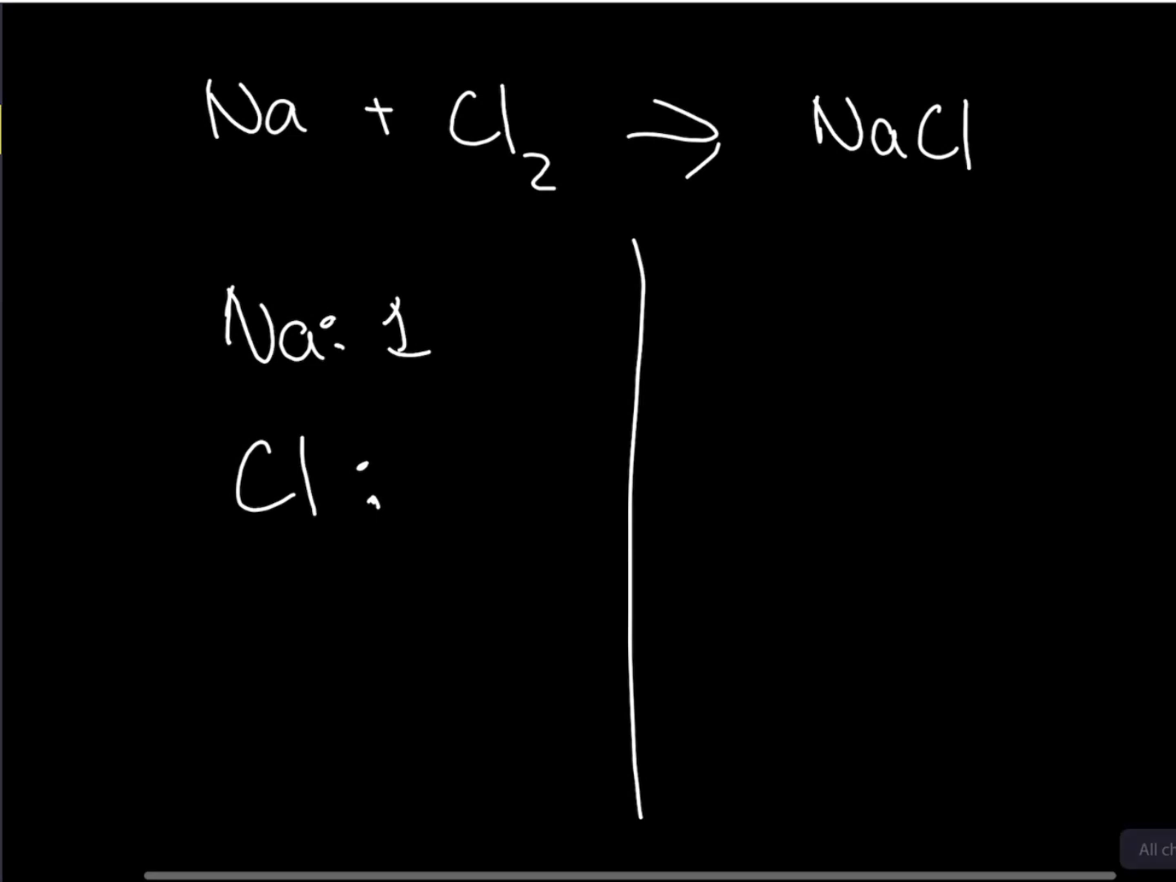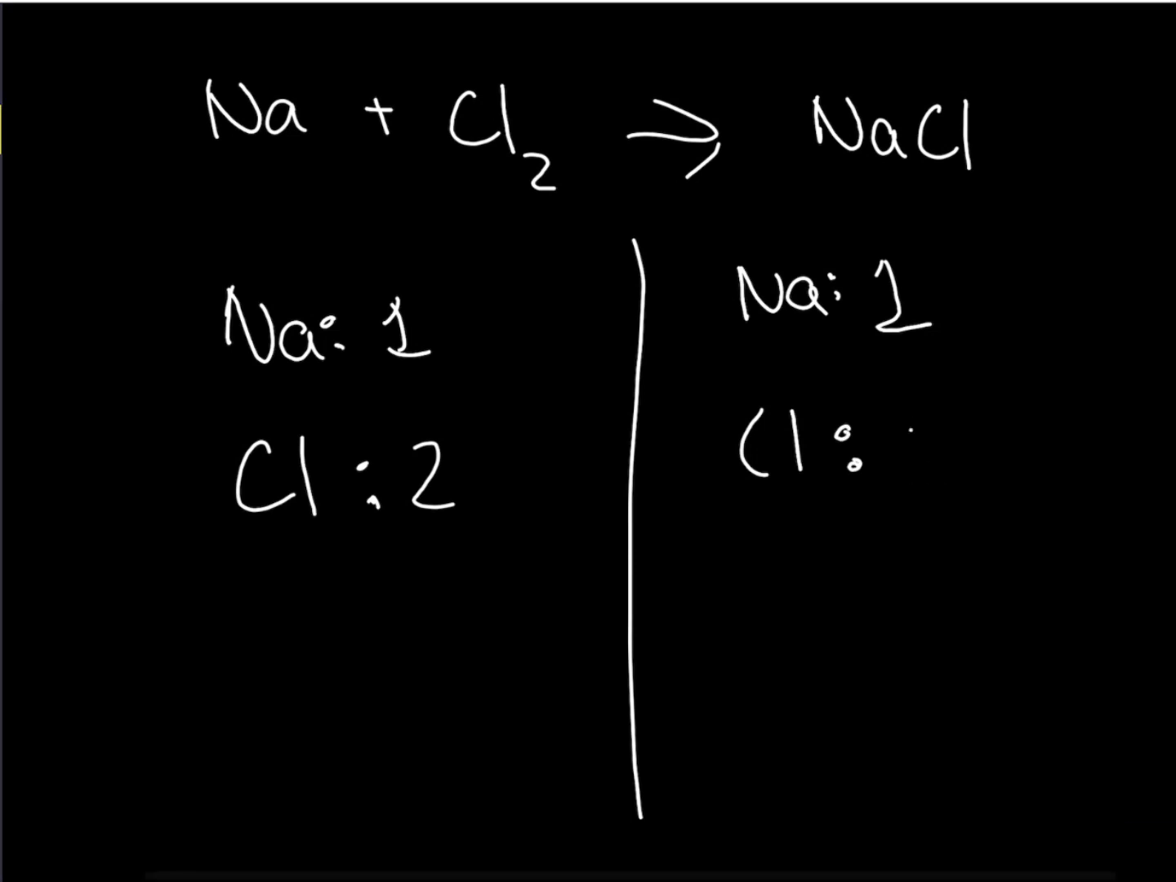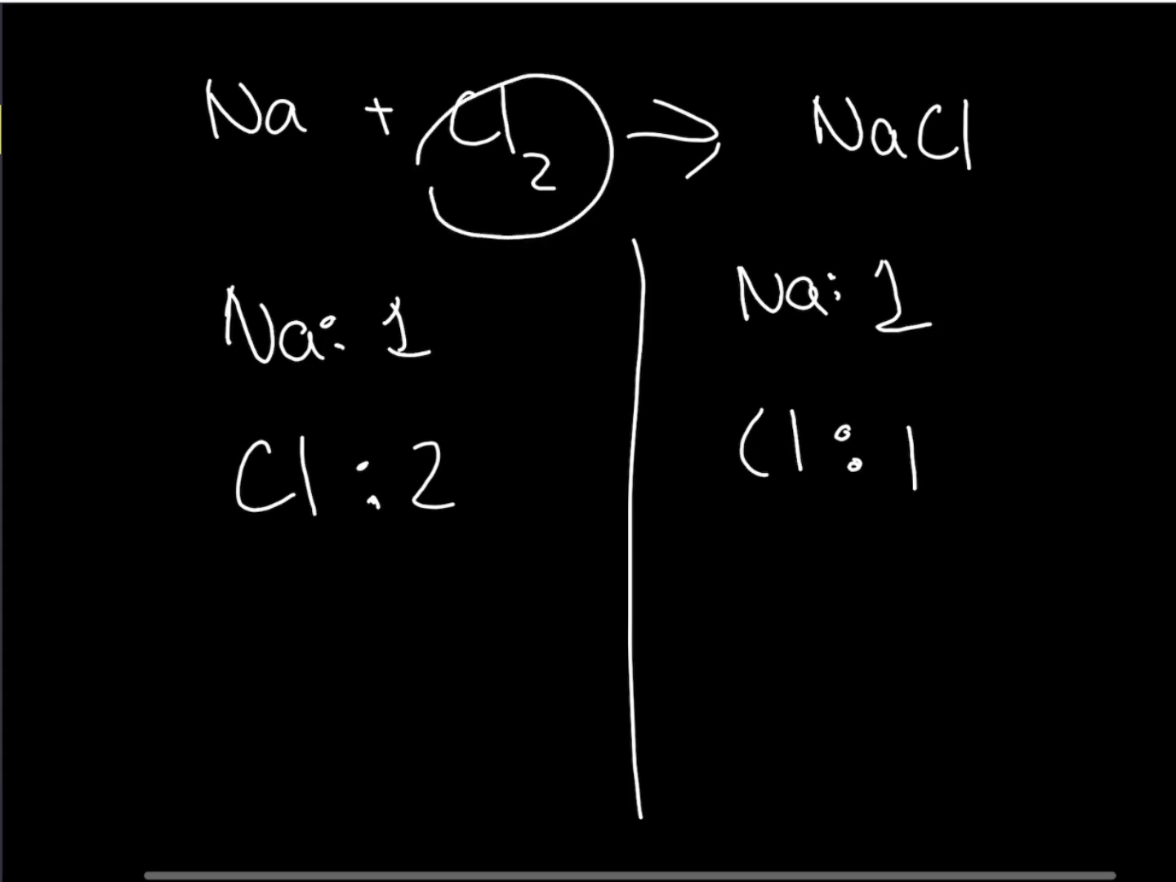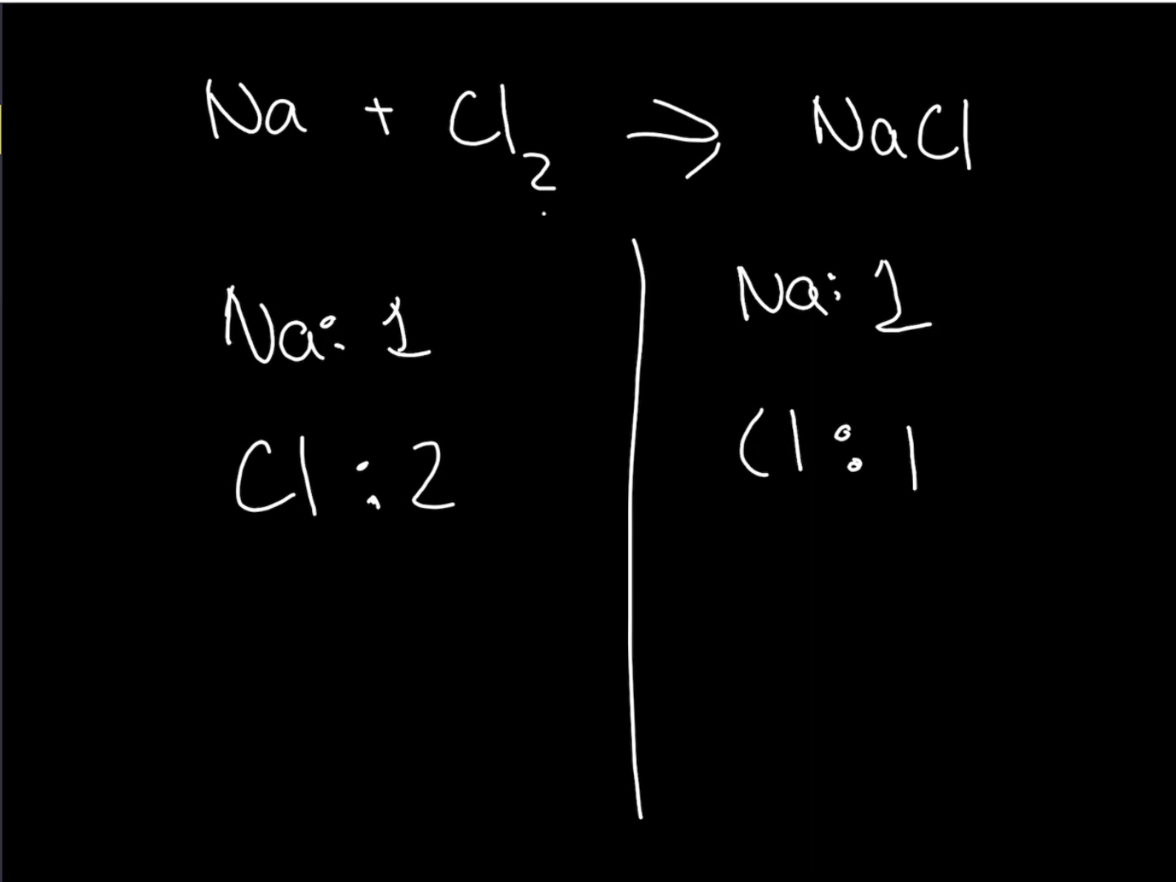Okay, so now we would have 1 sodium, 2 chlorines, 1 sodium, 1 chlorine, sorry. How would we balance this? We want 2 chlorines on this side. So we're not going to change the subscript. We're going to put a coefficient of 2 here.